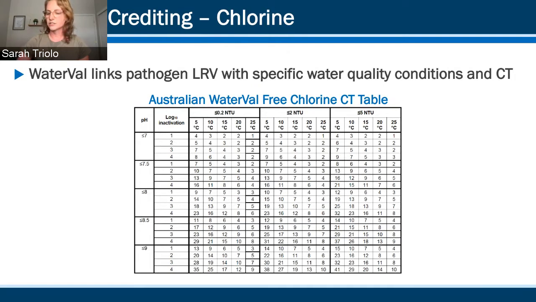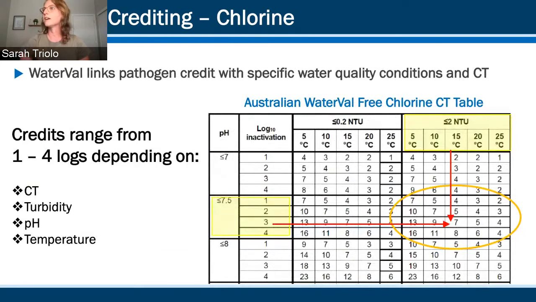Don't strain your eyes to look at it, but just to zoom in and give an example of how it's linking the credit with the water quality conditions. Say, for example, you knew you were going to have a pH of 7.3, your turbidity is going to be less than 2 NTU, and you also know what temperature you expect to be at. You can use this table to then identify, in this case, that you might need to get a CT of 7, for example. So that is the way to use this table. It links your different water quality conditions and tells you what CT you would need to achieve to get a certain amount of pathogen credit.